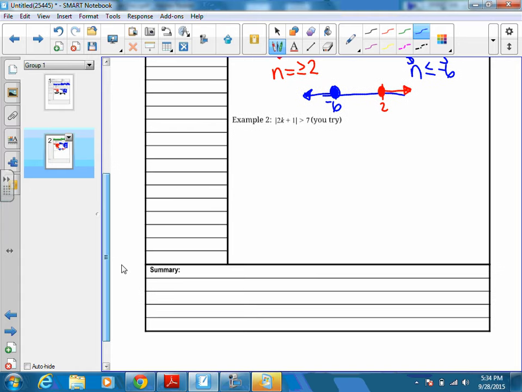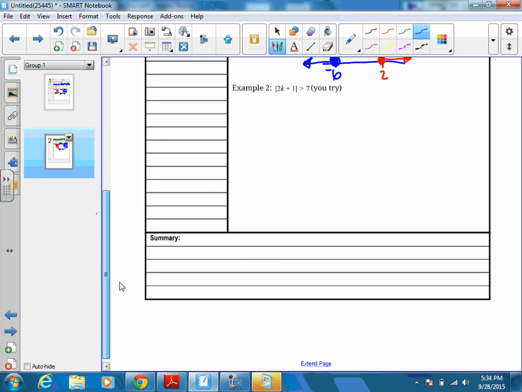And please do not forget to write your summaries. I will be giving credit for your summary. In order to receive full credit, it must be filled out. Remember, we talked about say, do, mean summaries. What do my notes say? What procedures do I do? And what do my notes mean to me?